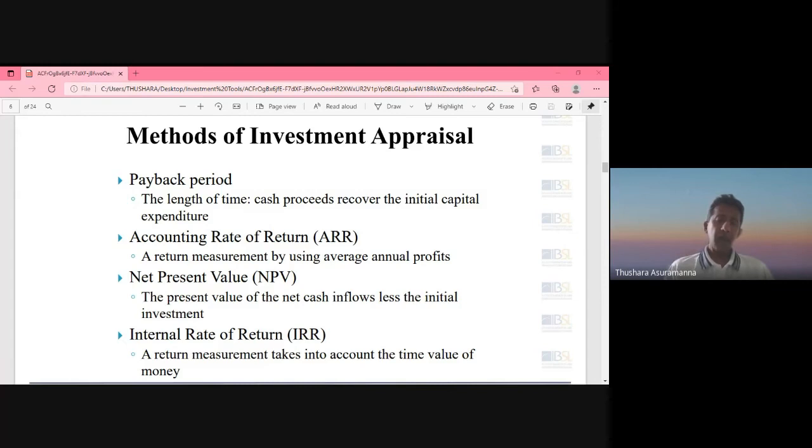Last one, IRR, internal rate of return. That again is similar to ARR, but here we try to arrive at a rate, and that rate takes into account the time value of money, right? Then we say, what's the rate? If it is beyond our expectation, we are happy. That's the IRR. Say, I am investing 10 million. I want 10% return.